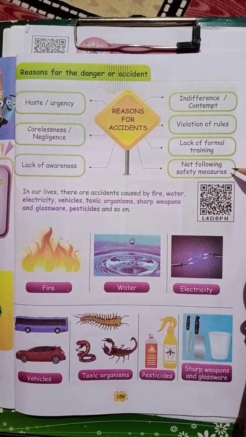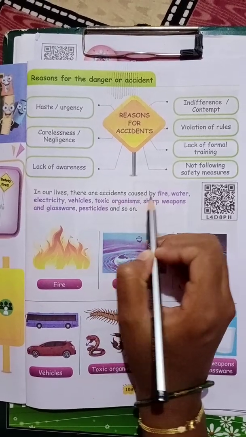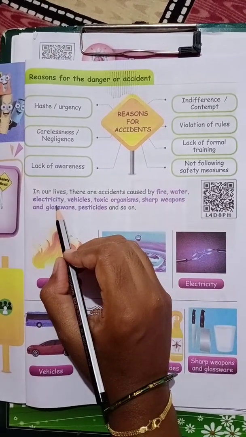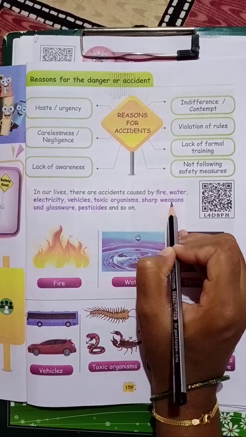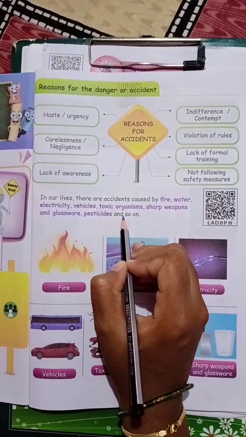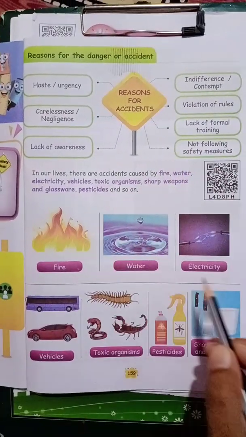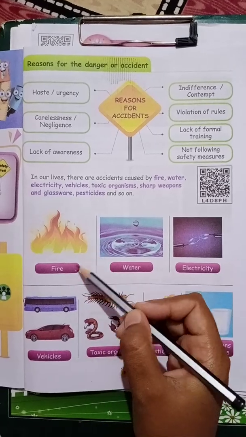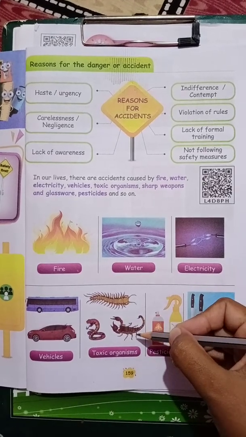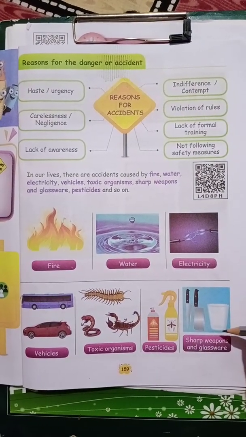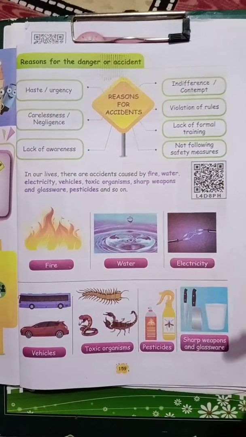So in our lives there are accidents caused by fire, water, electricity, vehicles, toxic organisms, which means poisons, then sharp weapons, glassware, pesticides and so on. These are the reasons for accidents. Because of these things, accidents may occur.